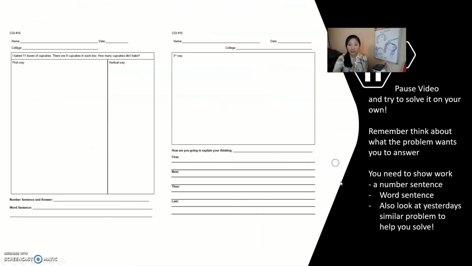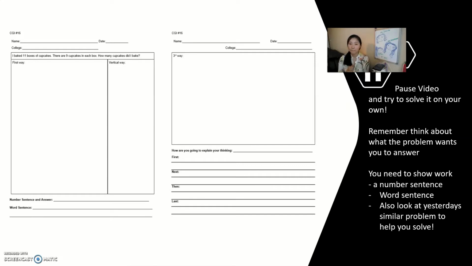So right now I'm going to tell you to go to CGI page 16. You have your first way, a vertical way if you have a vertical way to do, and you have a third way. Again, the first way and a vertical way, I don't know if vertical is actually going to work with this. This is a huge hint, but I really want you to think about two ways that you can solve something.